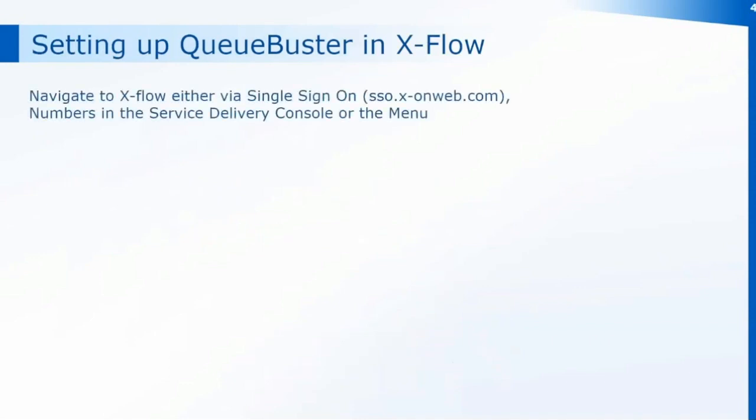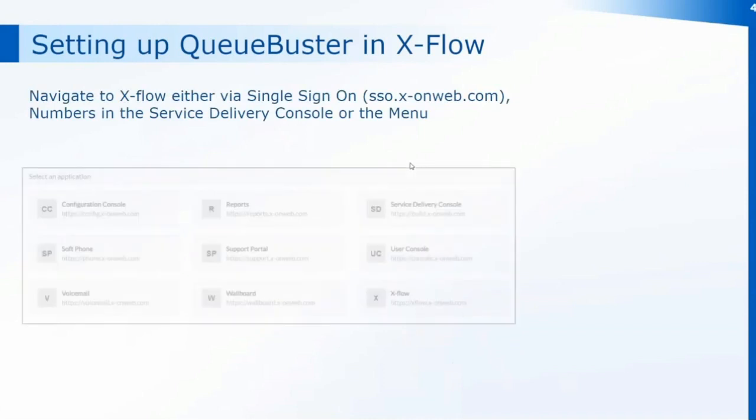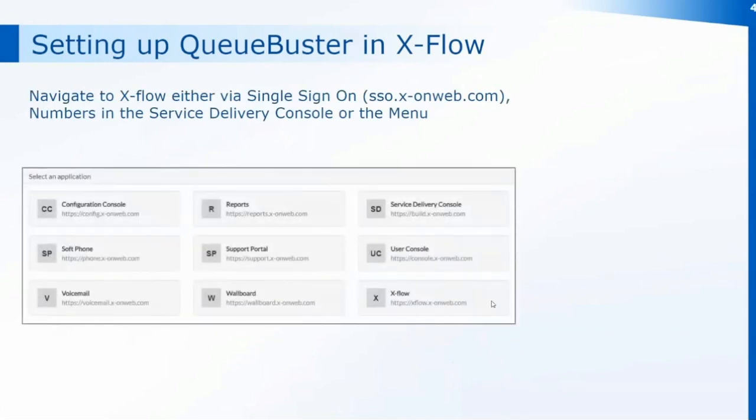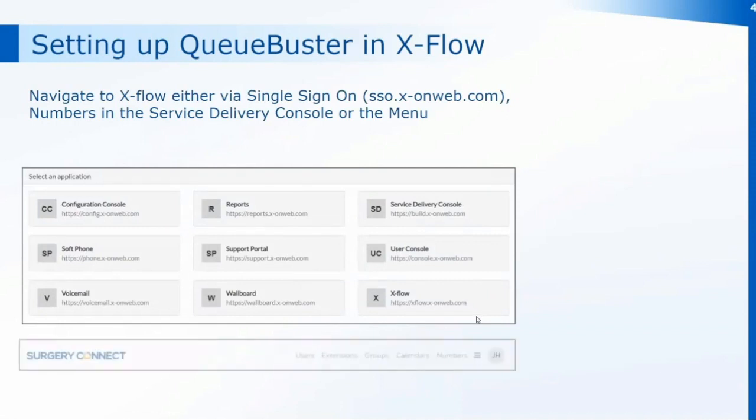So you set up QueueBuster in Xflow. You can navigate to Xflow either via the single sign-on window, so when you first log in using the Xflow link on the sign-in page, or you can go via the service delivery console, which will then give you your menus at the top of the page, and you can click onto the numbers option in the service delivery console. You can then select the appropriate call flow from the list that you have on the screen.